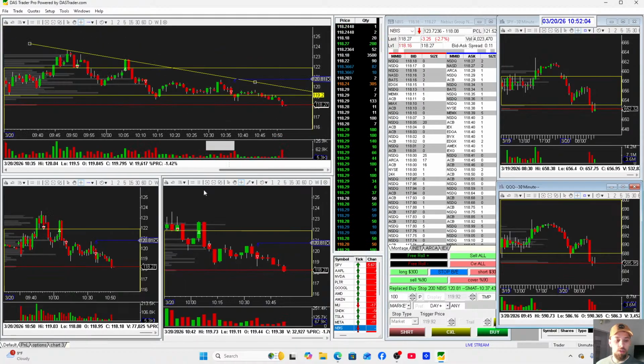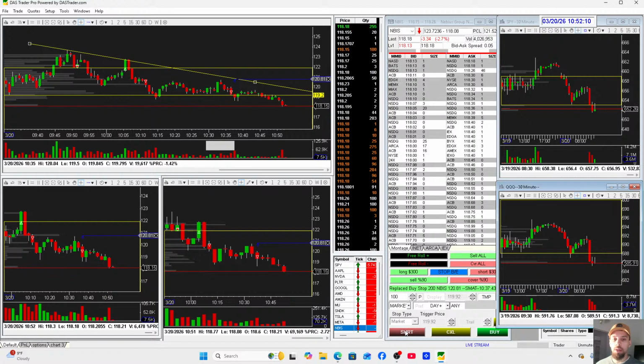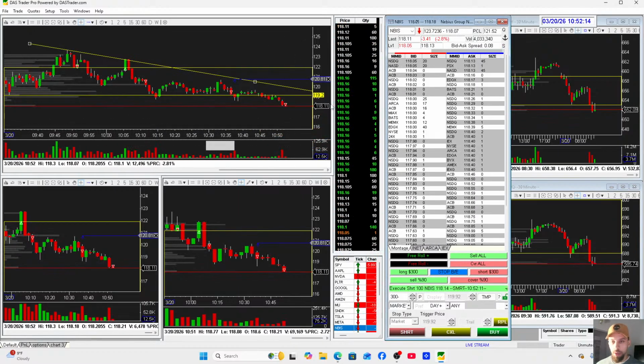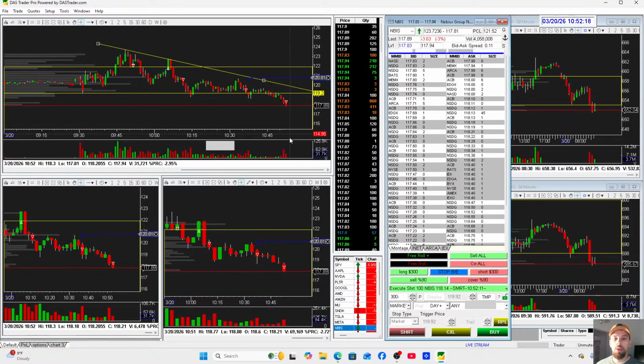I think that's a nice 1 minute candle. 2 minute candle looks great. I like that. Got some extension here. Add 100 shares. We have 300 shares now. We're adding into our position slowly.